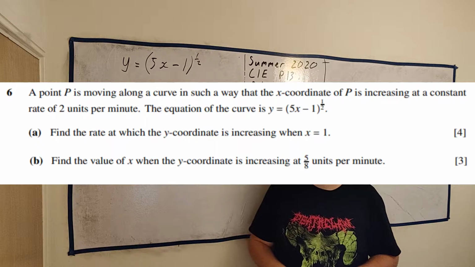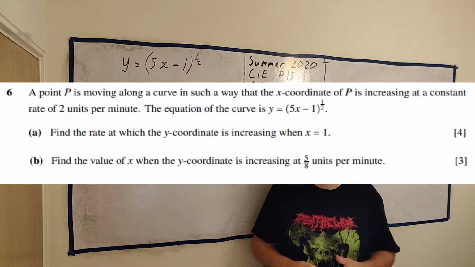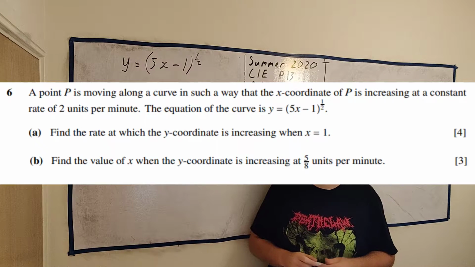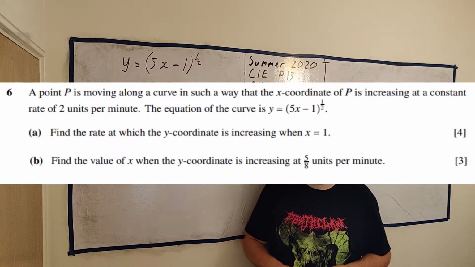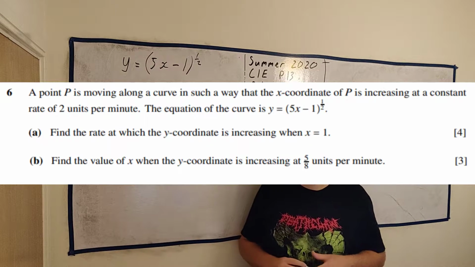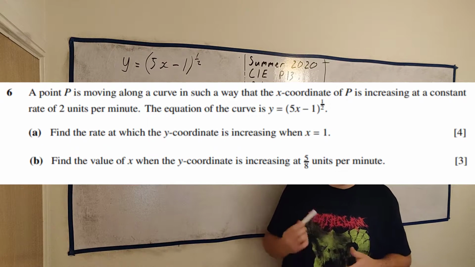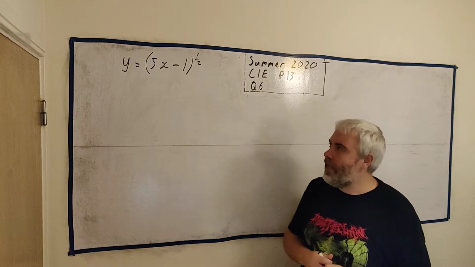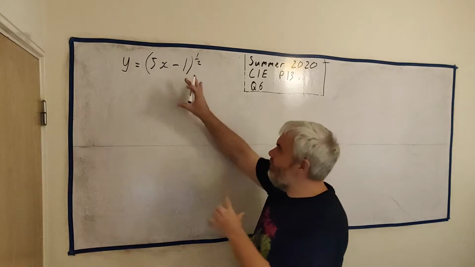This is question 6 from paper 1-3 from the June 2020 exams from Cambridge International Education. In the description below this video, you'll find a link to an image of this question so you can try it before looking at my solutions. This question is all about rates of change, and in the question they give us this curve.